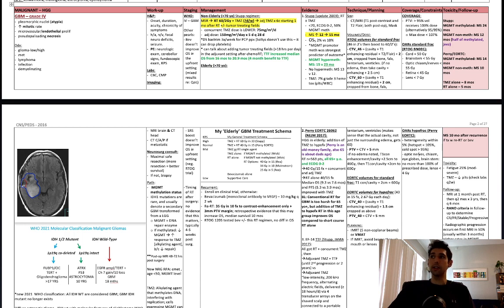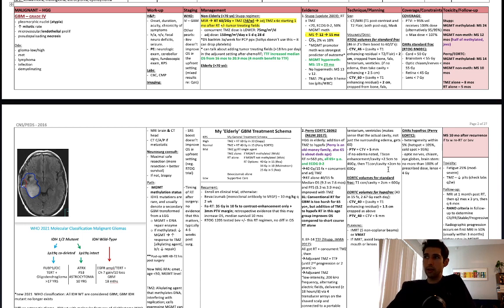Your CTV 60 is the cavity plus T1 enhancing residual plus 2 centimeters, again cropped from bone, falx, tentorium, and ventricles. It makes sense that the actual cavity, not just the surrounding edema, gets 60 gray. It's a smaller volume, and it's really what we're most concerned about. The PTV is a 5 millimeter expansion on the CTVs. Again, if no edema is noted, the T1 contrast enhancement cavity gets 2.5 centimeters to 46 gray, and then the T1 contrast cavity gets 2 centimeters to 60 gray.